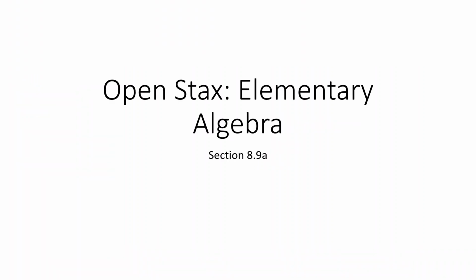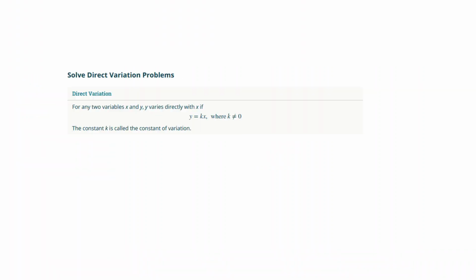We're looking at an idea called direct variation in this video. The way two variables interact with each other is a very important idea as you move into higher levels of math. What we're going to look at first in this video is direct variation. Next video is going to be indirect variation.